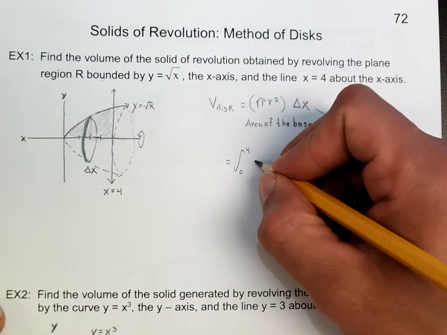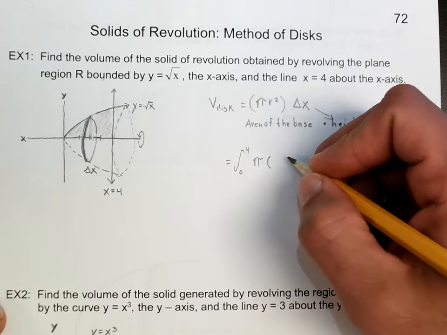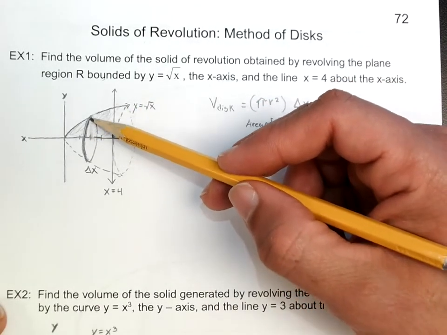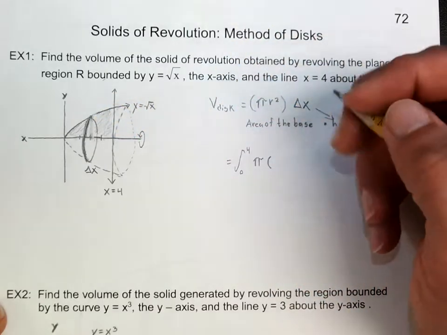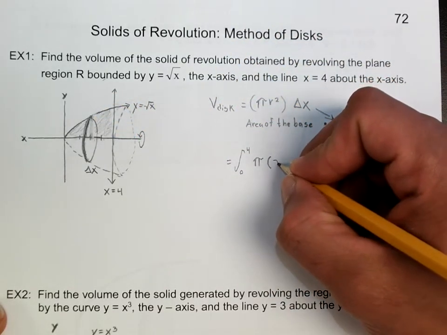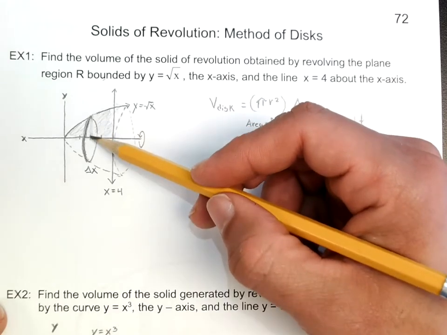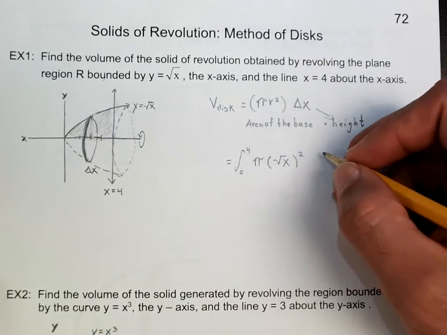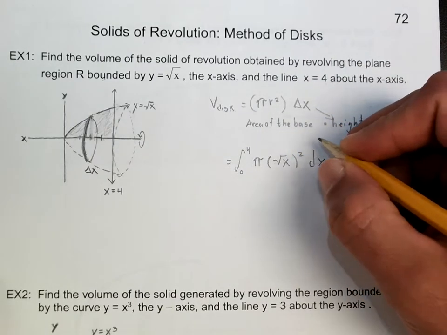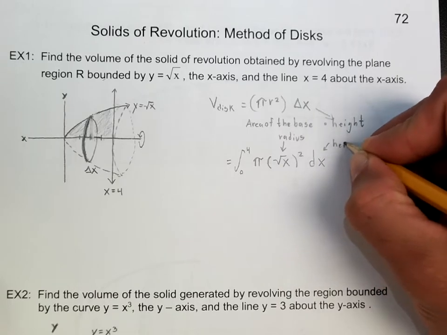And then we're going to have pi. Now the radius, I need the radius of this. The radius would be from that point right here to the top of this line, so that would be the square root of x. From here to here, the radius is just the square root of x at that point. I don't know what that point would be, but we're generalizing. And the height would be dx. So again, this is the radius, and this is the height.